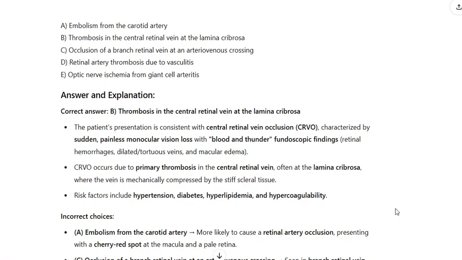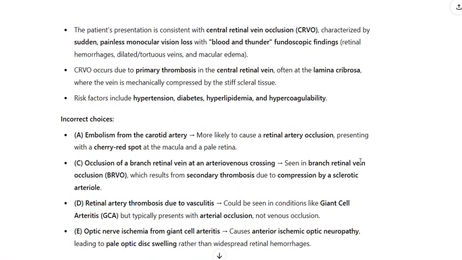Incorrect choices. A. Embolism from the carotid artery, more likely to cause a retinal artery occlusion, presenting with a cherry red spot at the macula and a pale retina. C. Occlusion of a branch retinal vein at an arteriovenous crossing, seen in branch retinal vein occlusion, BRVO, which results from secondary thrombosis due to compression by a sclerotic arteriole.